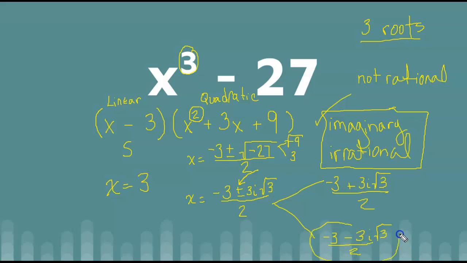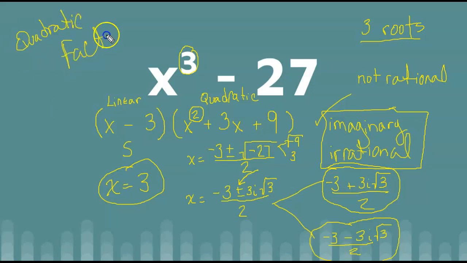So I did end up with 3 roots for this polynomial by factoring it. I did find all 3 roots by factoring it. It's just that this one factor didn't turn out to be linear. It turned out to be quadratic. And I had 2 imaginary roots. So that's one thing that I want to point out. Quadratic factors always give us 2 roots because they're squared. So they always give us 2 roots.